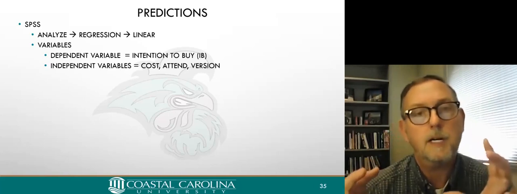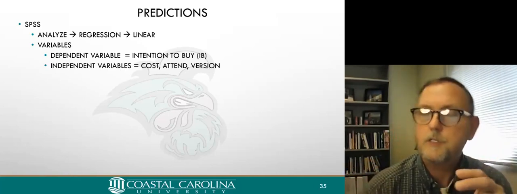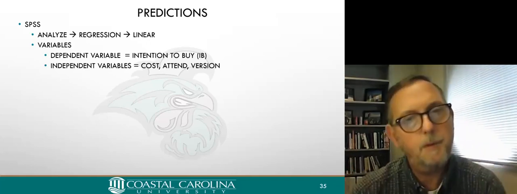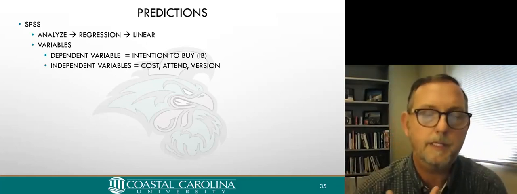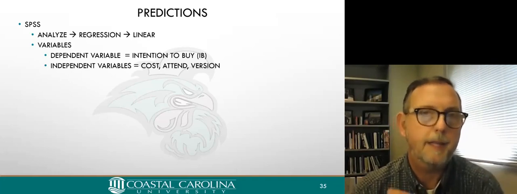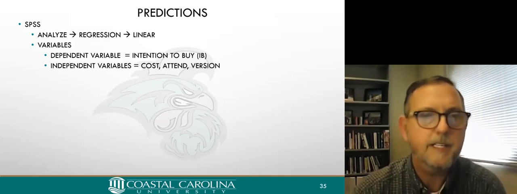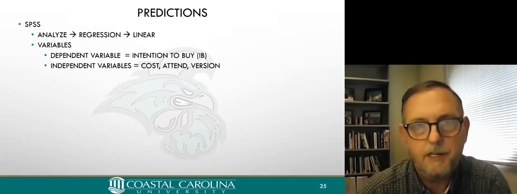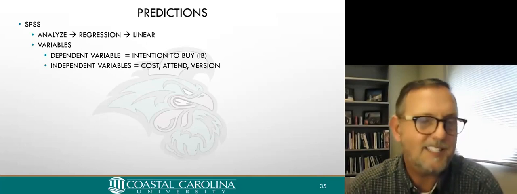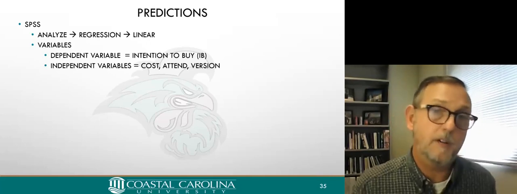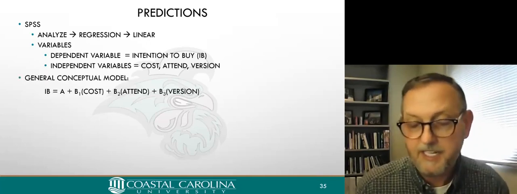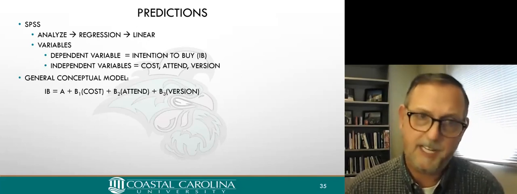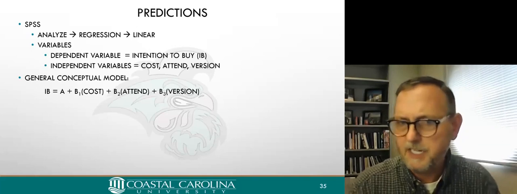This time, though, in the dialog box, we're going to have an opportunity to put in more variables because we have more variables. So we have a dependent variable, which will be intention to buy again. And then we'll have a variety of different independent variables. I have the variables here, and I don't necessarily need to know what they are right now. If this was my research, if I was collecting the data, I would know directly what cost, attend, and version are. But in this case, I'm just putting the model together as an example.